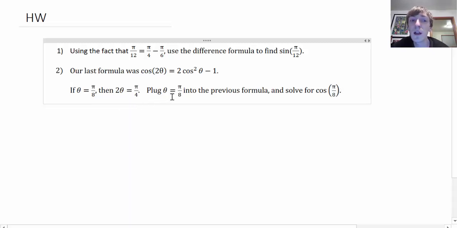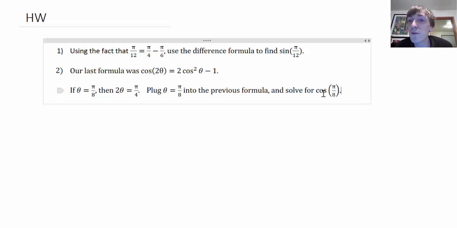So what I'd like you to do is plug theta equals pi over 8 into this formula, and then use what you know from the unit circle and get cosine of theta by itself, meaning you have to do a little bit of algebra, and you'll be able to solve for cosine of pi over 8 without a calculator. It won't look nice, and in fact, I can tell you now that it's going to have a square root with another square root inside it, but it will be an exact value for cosine of pi over 8.